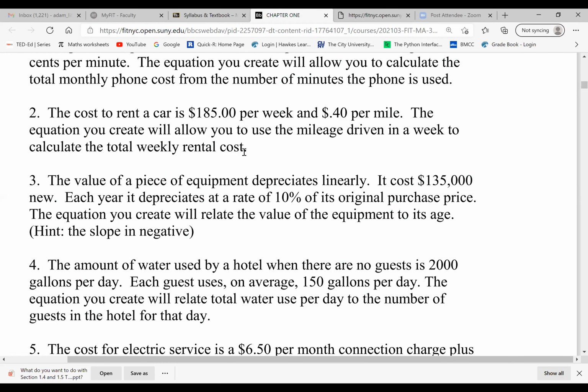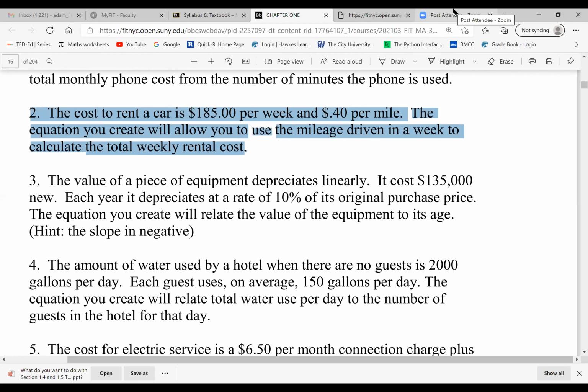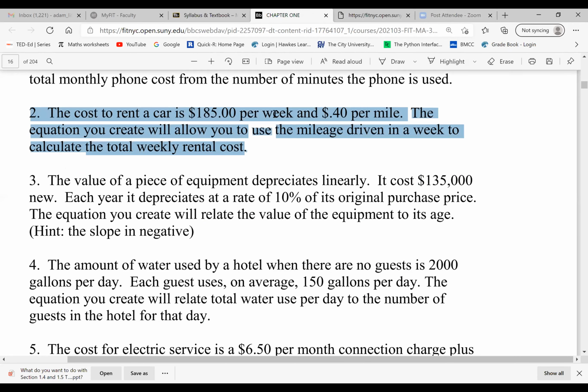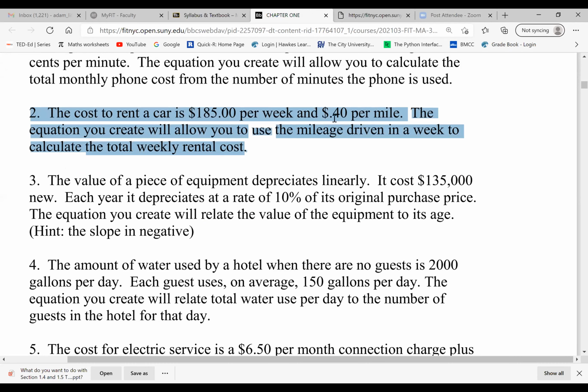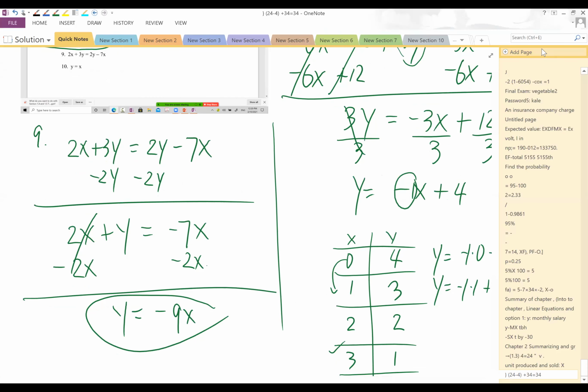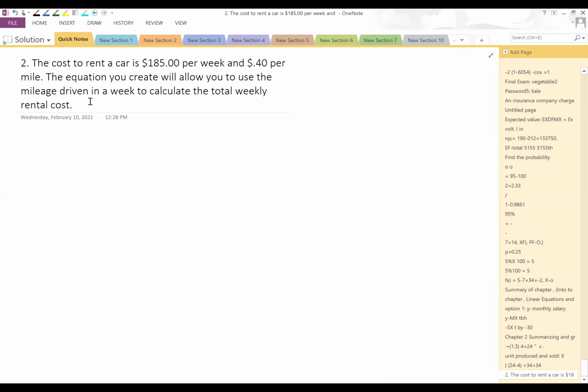So question 2, it's about the cost of renting a car, right? Usually they have a fixed cost. In this case, the fixed cost is $185 per week. They also have a variable cost, right? 40 cents per mile. So meaning for each additional mile we drive, it costs 40 cents. So let's set up a linear equation here to model this specific scenario. This is also a real world scenario. If you go on a vacation, you need to rent a car, this is what happens, usually for most car rental companies.